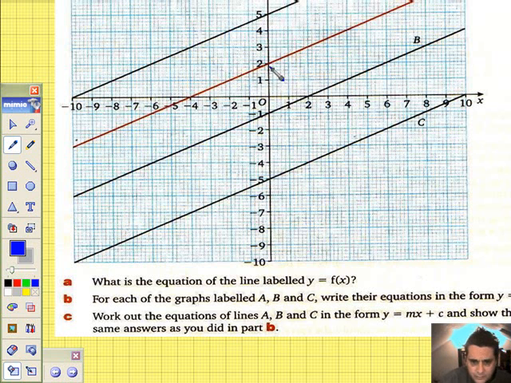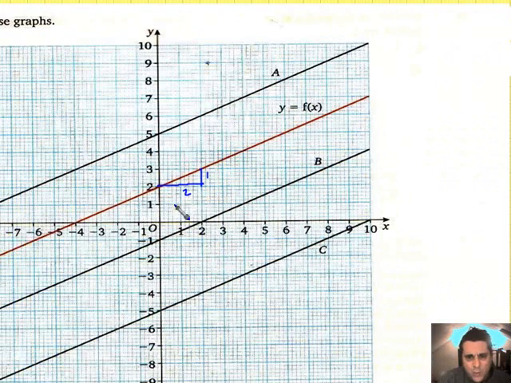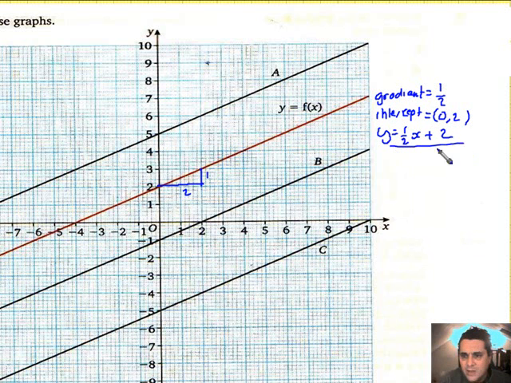What have we got? Okay, y equals mx plus c, it's ordinary grade C knowledge. If I take 2 squares along and 1 square up, that's 1 divided by 2, so the gradient is a half. And where does it intersect the y-axis? 0, 2. So the intercept equals 0, 2. Therefore the equation is going to be y equals half x plus 2. That's straightforward, isn't it?